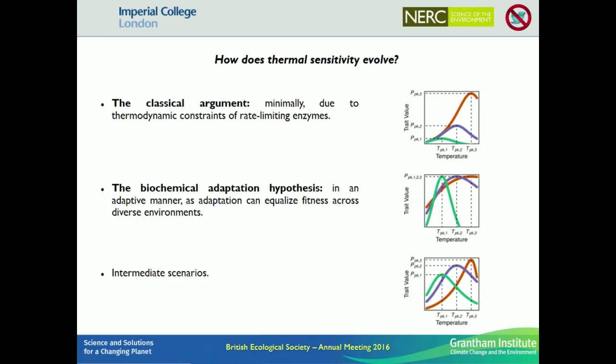The leading alternative hypothesis is the biochemical adaptation hypothesis, which suggests that no matter what environment a species lives in, adaptation should be able to maintain its peak performance relatively constant, and that would necessitate changes in thermal sensitivity. And finally, we can conceive of other intermediate scenarios where adaptation can only partially overcome the constraints set by the underlying enzymes. Therefore, to answer this question, I did a phylogenetic meta-analysis of published thermal responses of phytoplankton growth rates.